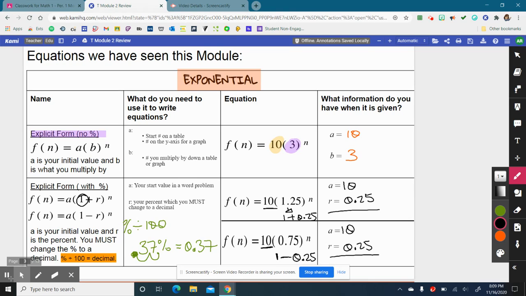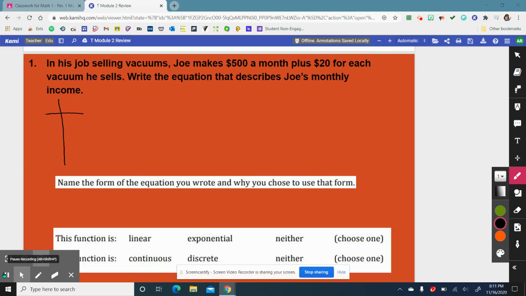It depends on if you have an increasing percent, where you have a value greater than 1 inside, or if you have a decreasing percent, which you have a value less than 1 inside. Okay? So, moving on.